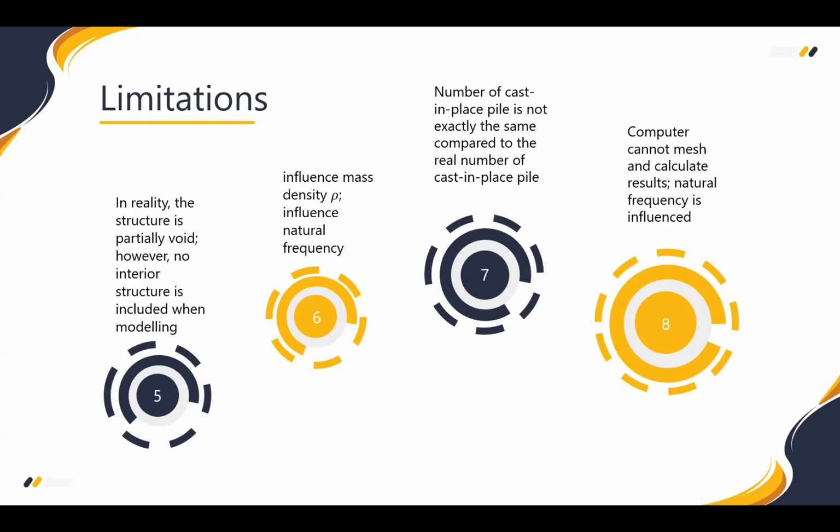And for the last limitation, the number of cast-in-place piles is not exactly the same as the real number of cast-in-place piles. So according to what Shihan just introduced, in order to simplify our model, we just constructed 15 cast-in-place piles. But in reality, there are more than 150 piles. So the difference in the number of piles will certainly cause uncertainty and error in natural frequency and natural periods. In addition, our computer cannot match and calculate the results.